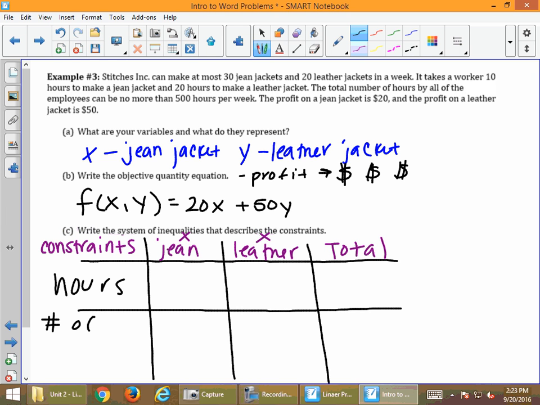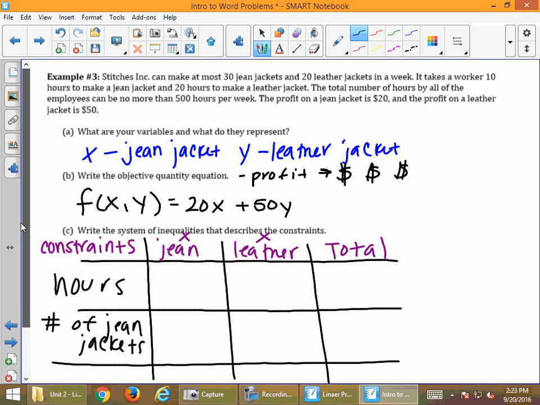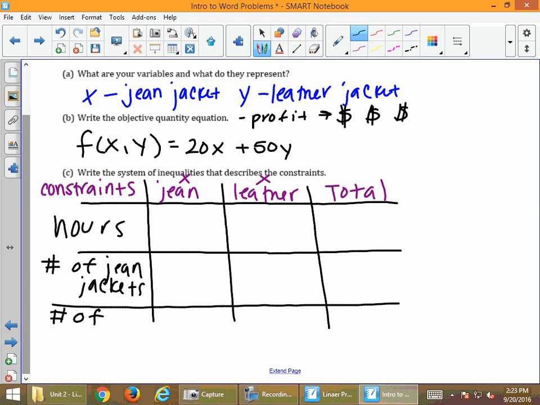Can we just take jackets for number of jean jackets? How do we do that for leather? Yep, it'd be individual. So it'd be number of jean jackets and number of leather jackets. This is where it's a little different. We'll see here in a second. Because there's a limit on the number of jean jackets you can make, and there's a limit on the number of leather jackets you can make, so they're separate.